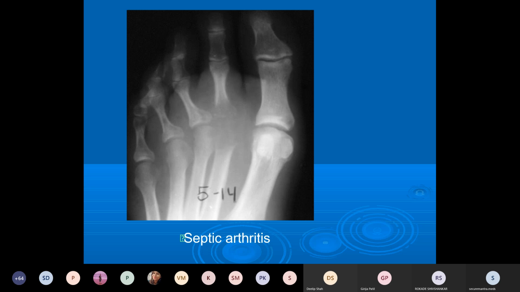Okay, this is the case of septic arthritis. You can see this second metacarpophalangeal joint. There is destruction of the joint space, destruction of the articular cartilage, that is the radiolucency, and adjacent soft tissue edema. You can see edema formation adjacent to this joint space and radiolucencies of the articular portion of the joint.